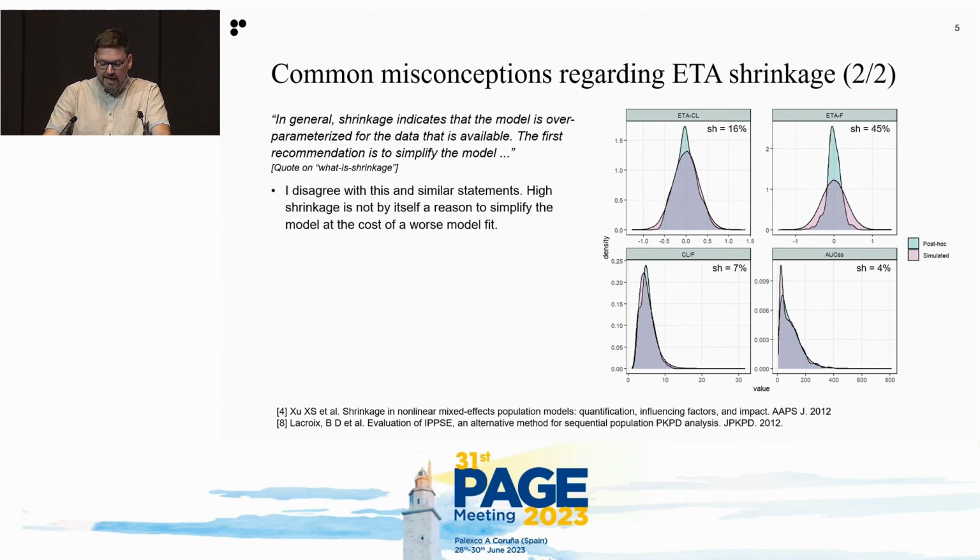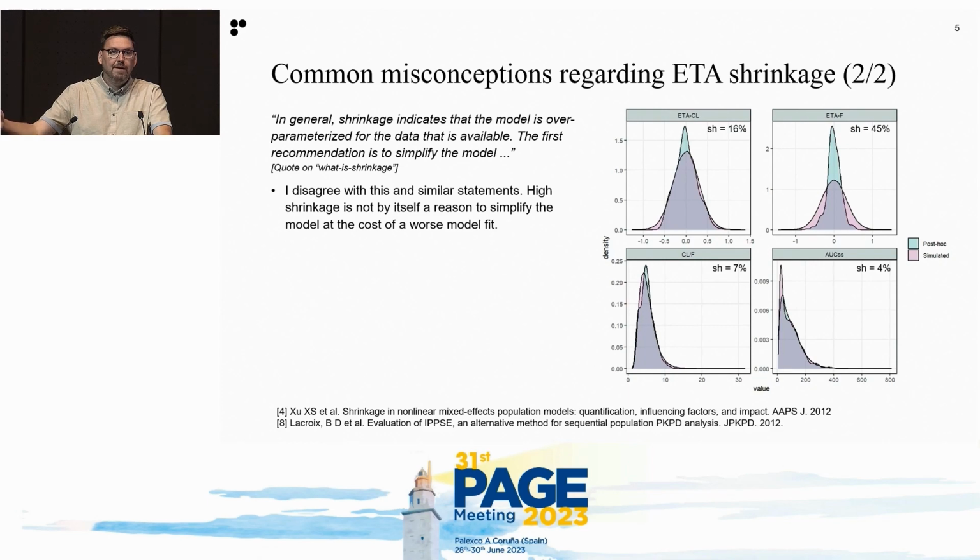We can illustrate why this is from the example that we see in the figures. Here we have two random effects for clearance and oral bioavailability F, where the shrinkage is 16 and 45% respectively. However, if you derive the secondary parameter of main interest, clearance over F, based on these two parameters, the shrinkage for that parameter is only 7%.